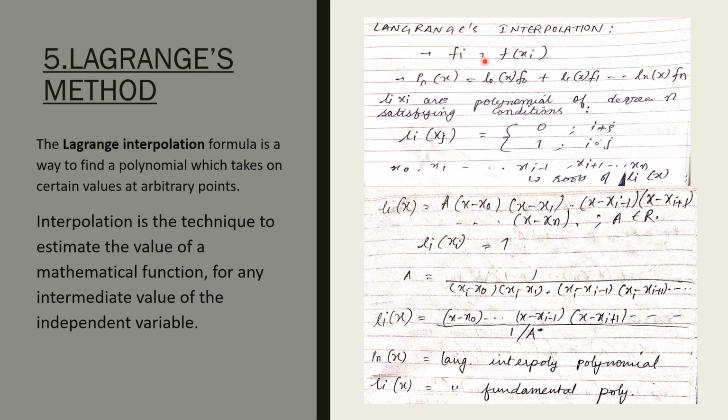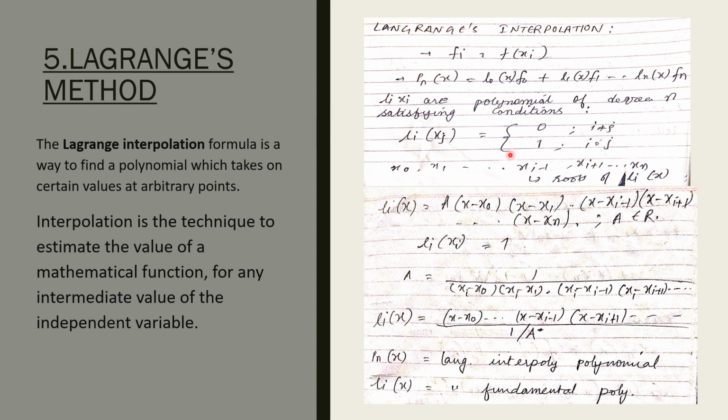Here fi is the notation for f of xi, the function at xi. Now the polynomial Pn of x has this formula for the Lagrange method. This is the basic formula: Pn(x) equals L naught of x times f of x naught plus L1 of x times f of x1, and so on till Ln(x) times f of xn. Now Li(xj) are polynomials of degree n which satisfy this condition: when i is not equal to j, it will be 0, and when i equals j, it is 1.